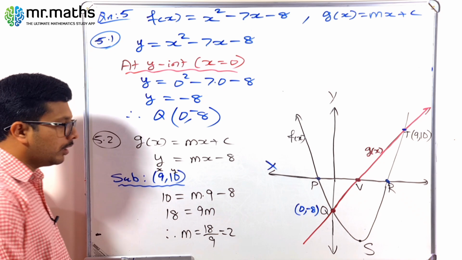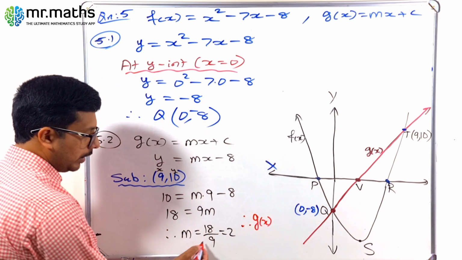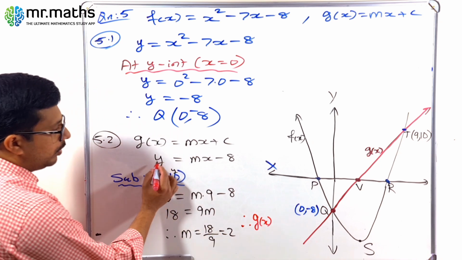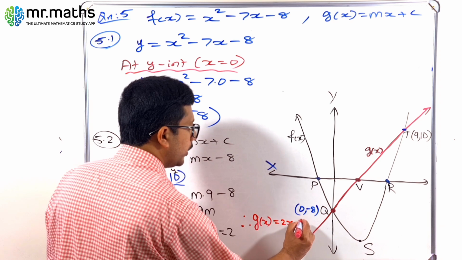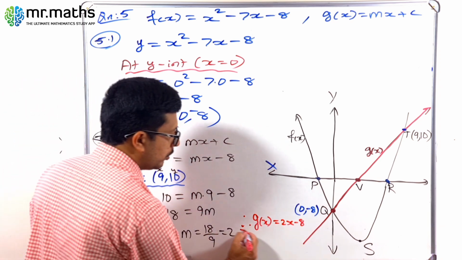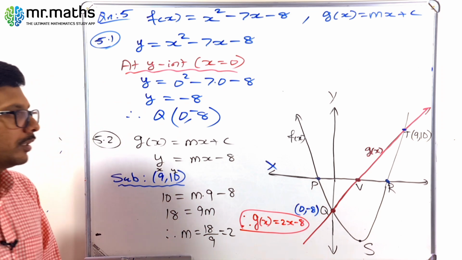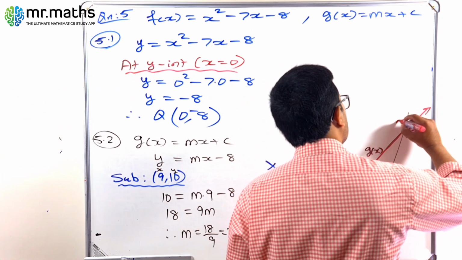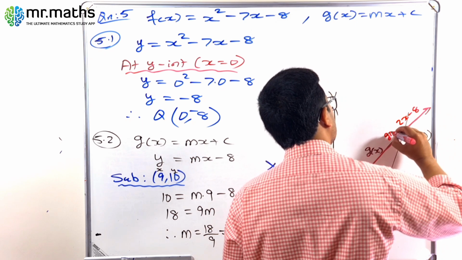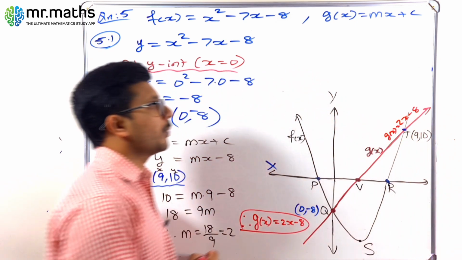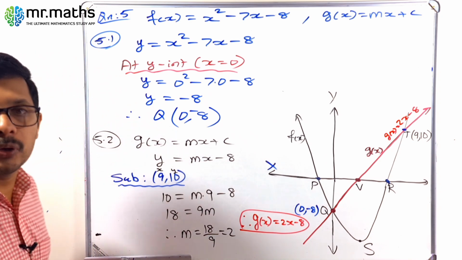Now tell me, what is the equation of g of x? The m value is 2. So now y is equal to mx minus 8, that means 2x minus 8. So the equation of g of x is g of x is equal to 2x minus 8. This graph is 2x minus 8. That is the equation of that graph. That is question number 5.2.